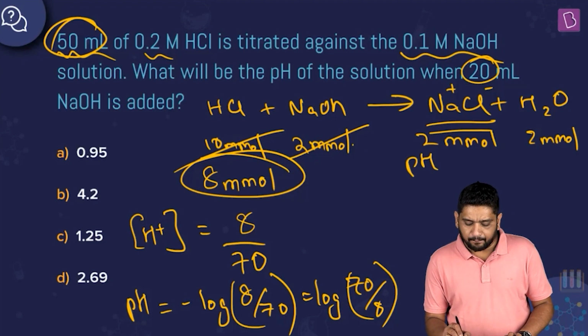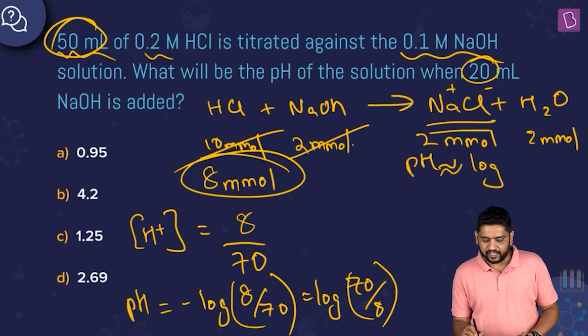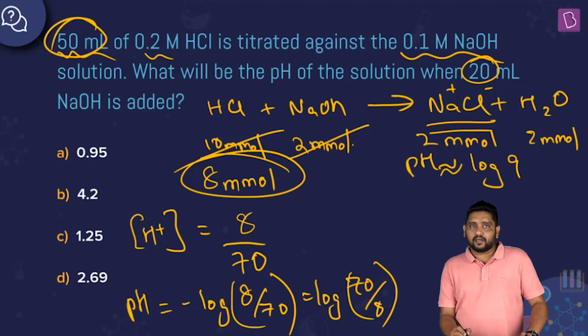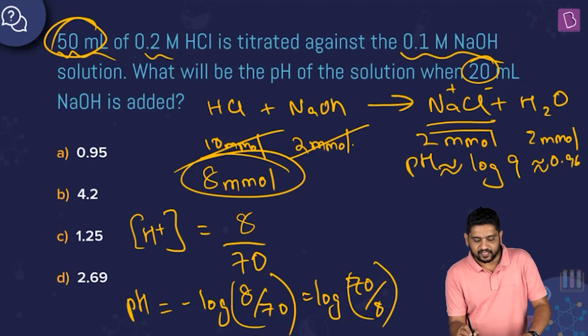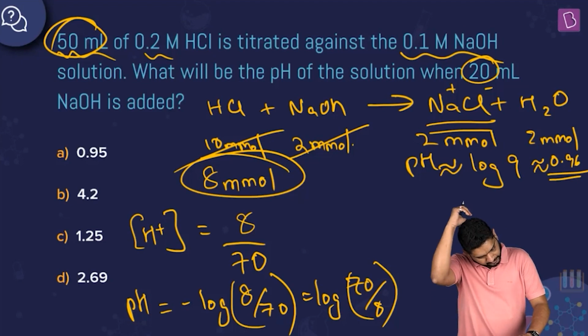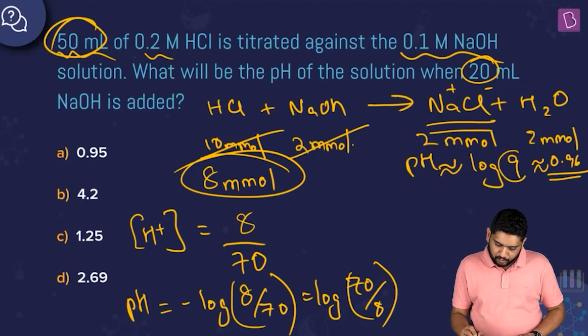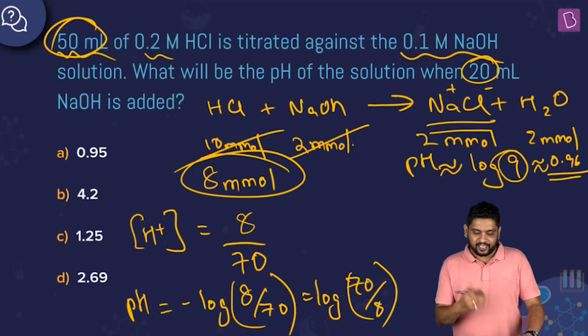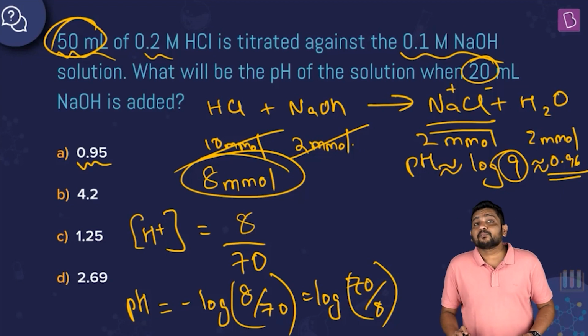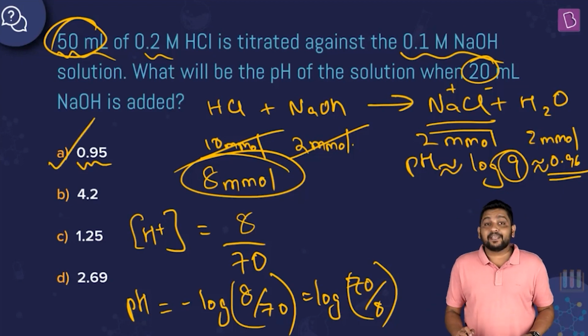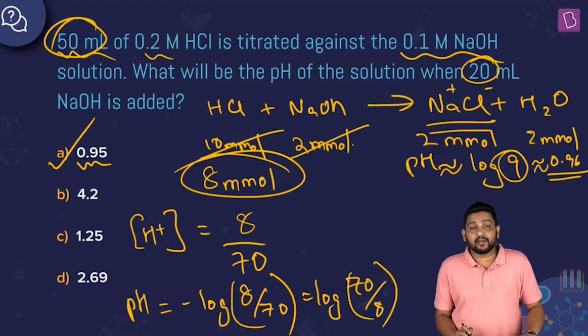So pH is approximately log 9. Log 9 is what? 2 log 3, right? Log of 3 square, so 2 comes outside, so 2 log 3, 0.96, right? So approximately 0.96 is what I'm seeing. I mean, obviously slightly less than this, because this was not supposed to be 9, right? This was slightly less than 9, so it will be slightly less than 0.96. Looking at the options, I can see 0.95 here, which is closest to my answer. So my final answer is option A. pH is 0.95 when 20 ml of NaOH is added.